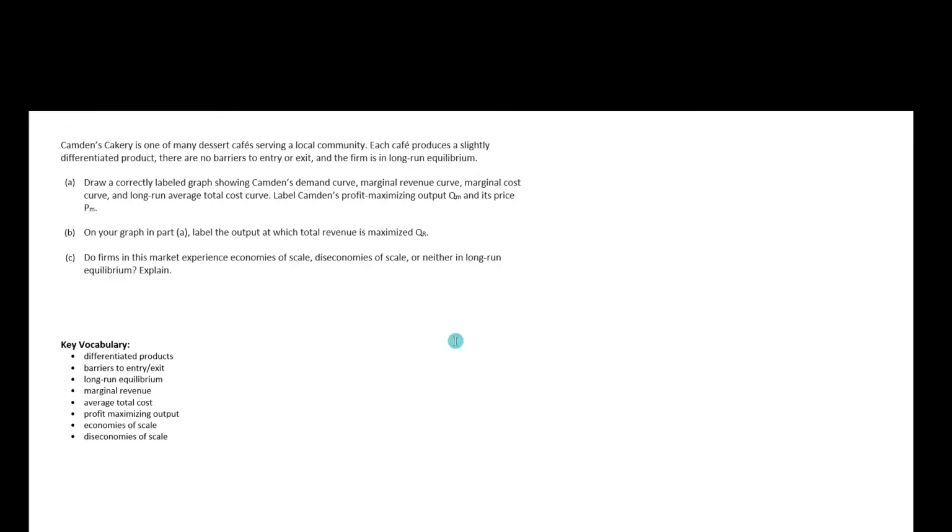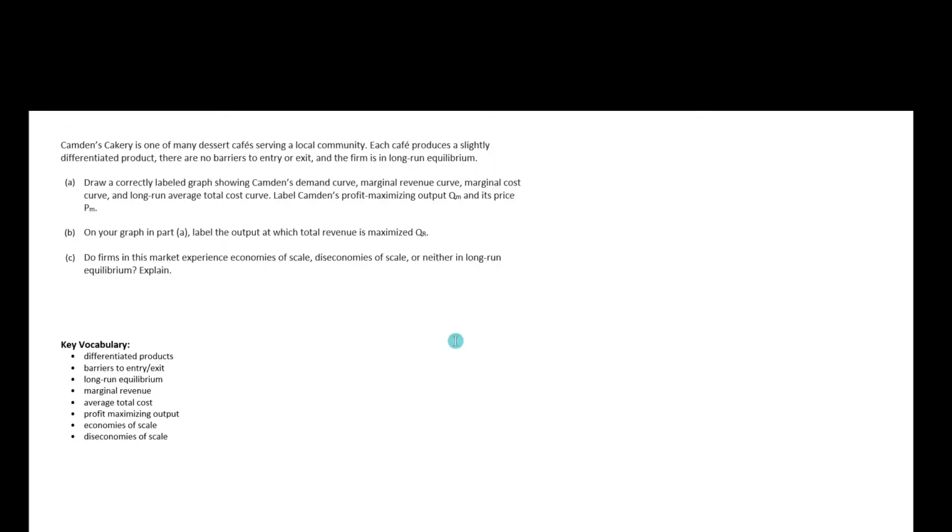And the firm is in long-run equilibrium. So you can guess that this question is going to be related to the long-run time frame. So this question stem now gives us a clear idea of what market type this business is operating in. As soon as you see the words slightly differentiated product, you know it has to be monopolistic competition. The additional detail that there's no barriers to entry or exit reinforces that idea. Okay, so that's our question stem.